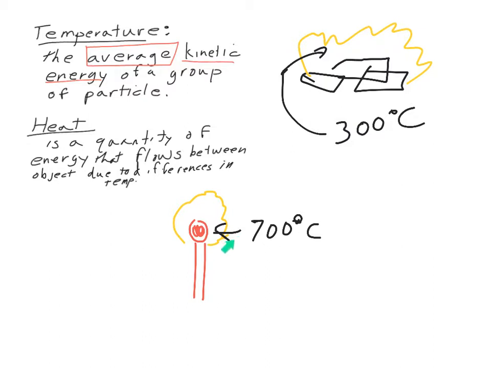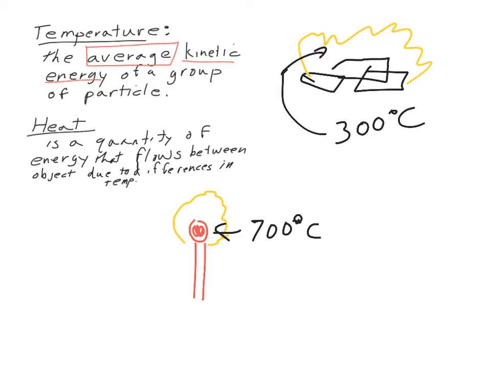So why in the world does somebody get damage due to a wood fire at 300 degrees Celsius, but not from the match at 700 degrees Celsius? It's because temperature is an average.